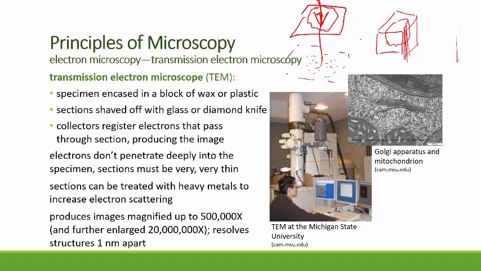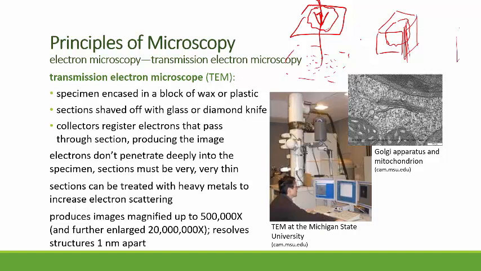So the sections have to be super thin because electrons cannot penetrate very deeply. They can also treat the sections with heavy metals that will increase the electron scattering, so that you can really enhance the image. It's possible to enhance the image by treating that section with some metals.